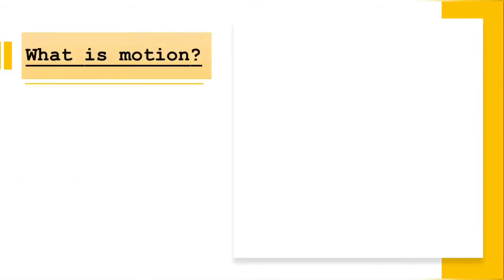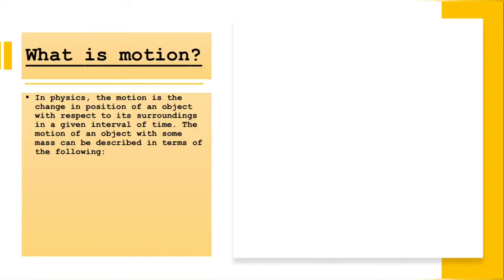So let's begin. Let's start off by knowing what is motion. In physics, motion is the change in position of an object with respect to its surroundings in a given interval of time. The motion of an object with some mass can be described in terms of the following: distance, displacement, speed, velocity, time, and acceleration. We look at some of them in detail.